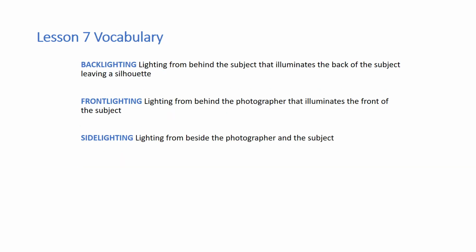Some vocabulary: backlighting, lighting from behind the subject that illuminates the back of the subject, leaving a silhouette. Front lighting, lighting from behind the photographer that illuminates the front of the subject. Okay, back and front. Side lighting, lighting from beside the photographer and the subject.